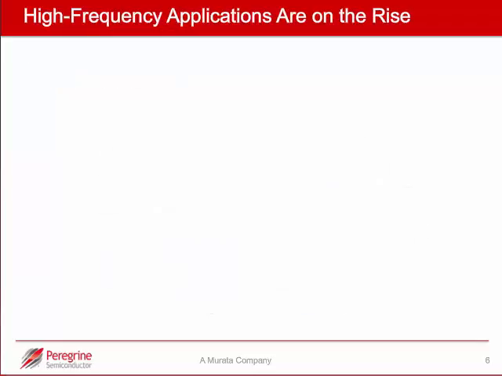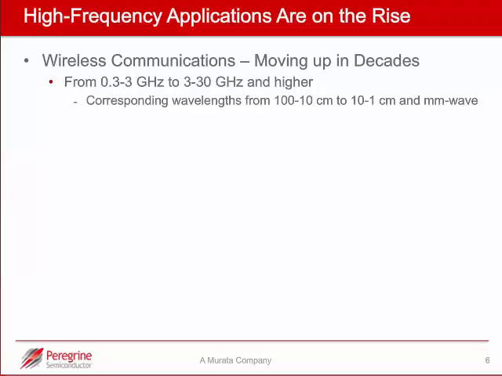The one I'd like to spend a little bit more time on is looking at wireless communications. This seems to be moving up in decades, where just a few years ago we were looking primarily at 0.3 to 3 gigahertz, and now we're talking about 3 to 30 gigahertz, or even higher if we think about WiGig. And that's corresponding to wavelengths of 100 to 10 centimeters and then 10 to 1 centimeter. So that's really where the millimeter wave reference comes from.